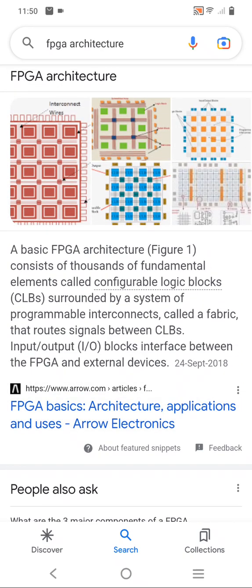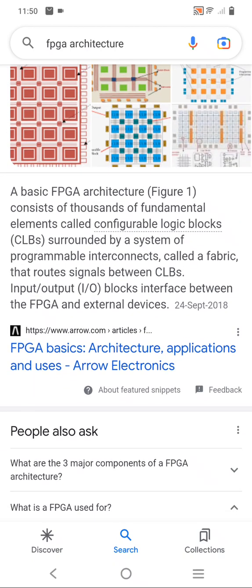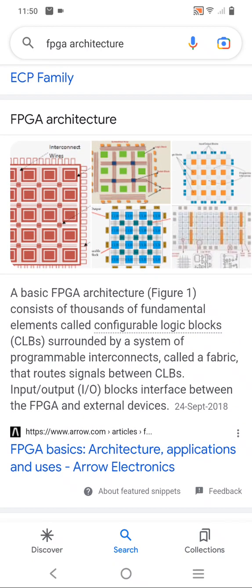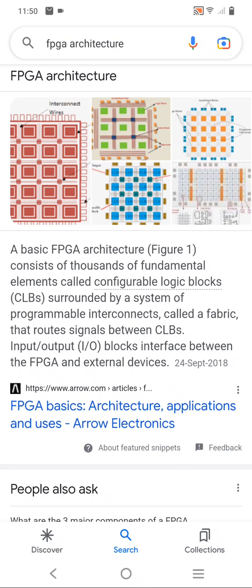Here we are looking into why the FPGA architecture matters, because we can do some specific kinds of processing using an FPGA. A basic FPGA architecture consists of thousands of fundamental elements called configurable logic blocks, CLBs, surrounded by a system of programmable interconnects called a fabric that routes signals between CLBs. Input-output blocks interface between the FPGA and external devices. It is called a fabric, which routes signals.